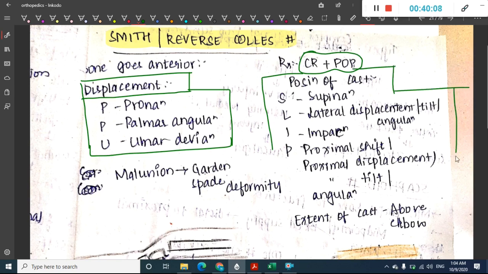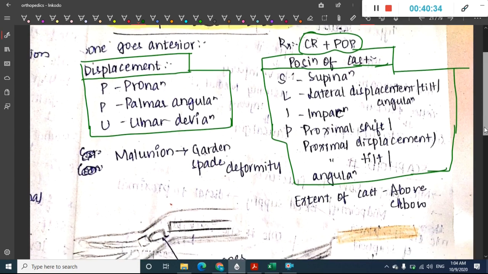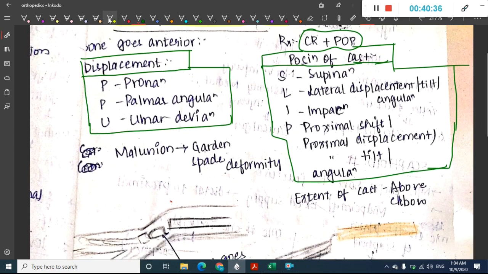In which position is the plaster of Paris applied? It's exactly opposite to the displacement. So it is applied in supination, lateral displacement or lateral tilt, lateral angulation, impaction, proximal shift or proximal displacement, or proximal tilt and proximal angulation. So that is the position of cast in Smith or reverse Colles fracture. What is the most common complication here? Malunion resulting in garden spade deformity.